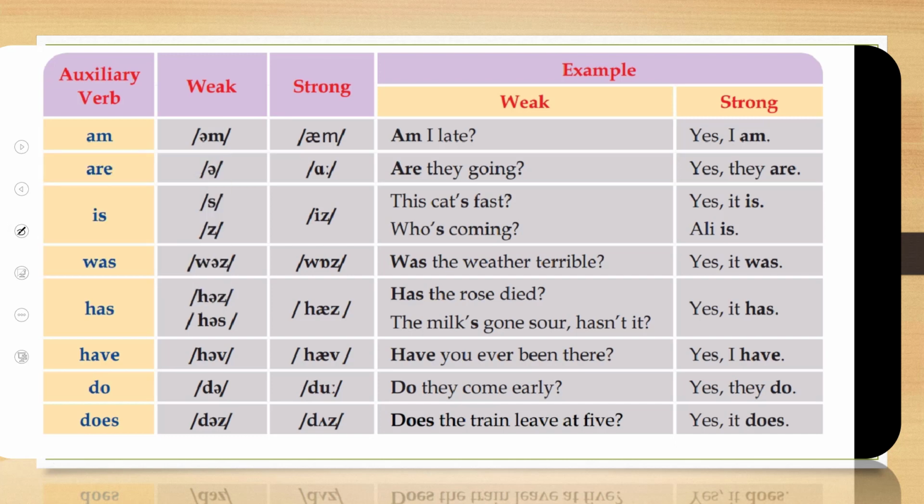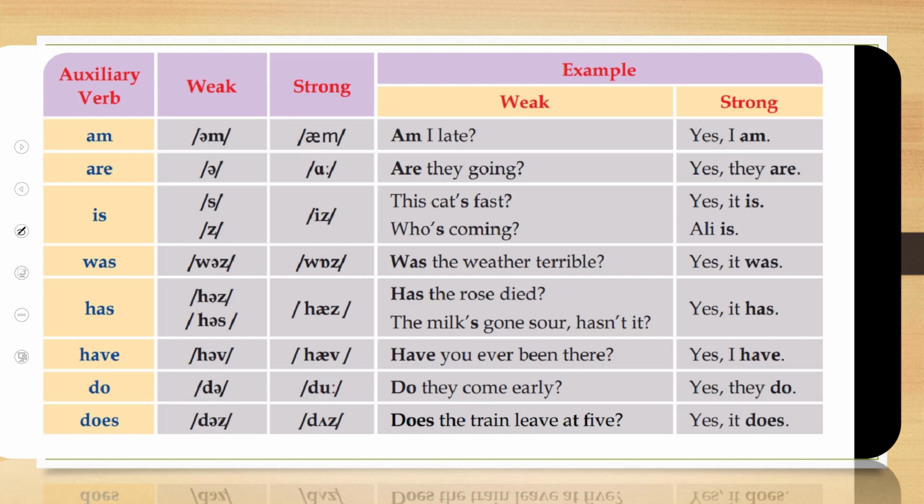Here we have a rule about weak and strong auxiliary verbs. We have the auxiliary verbs on the left: am, are, is, was, has, have, do, and does. We have verbs to be, verbs to have, and verbs to do. These auxiliaries have weak and strong forms. When can I use them in the weak form, and when can I use them in the strong form?